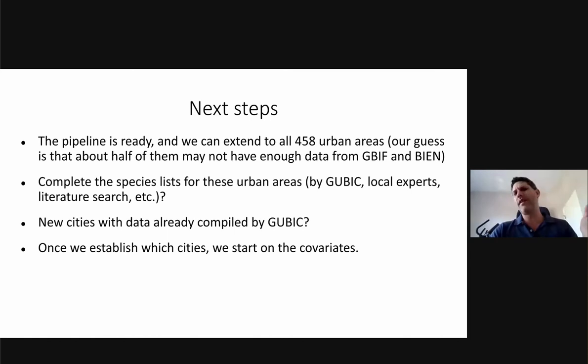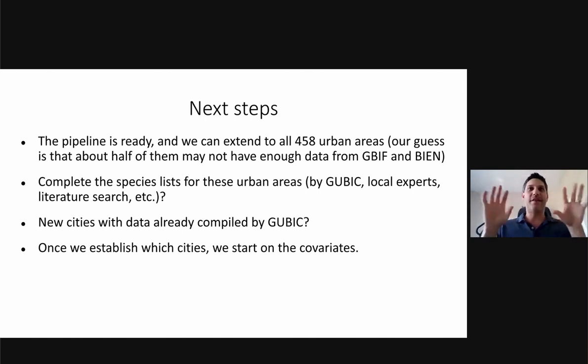to say, hey, here's our list of non-native birds from city Y. We know that you know a lot about it. What do you think about this? And fine tune those lists with some more information to get as accurate lists as we can for exotics. We can add new cities with data already compiled by GUBIC, or if someone has a lot of information on cities that we haven't picked out, that is certainly another option.